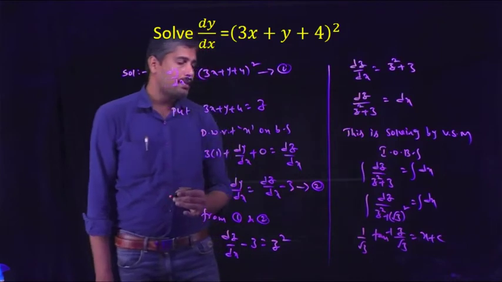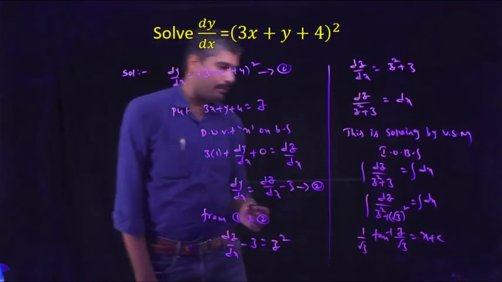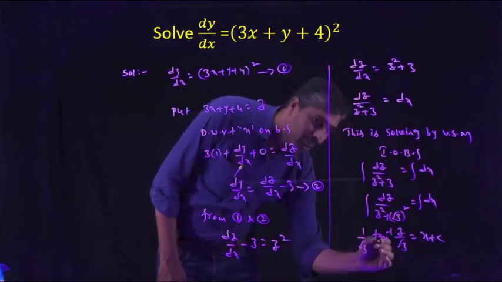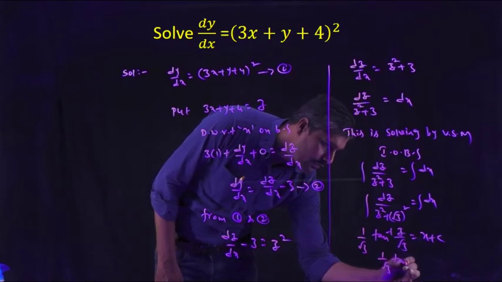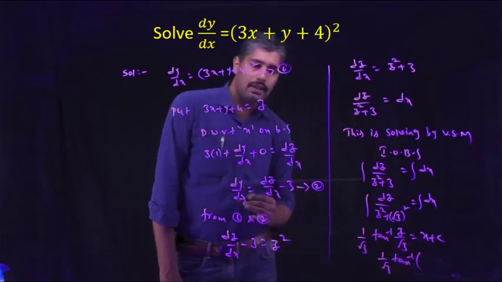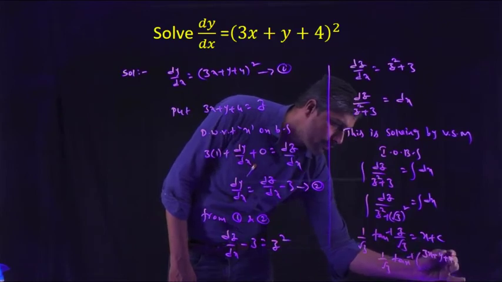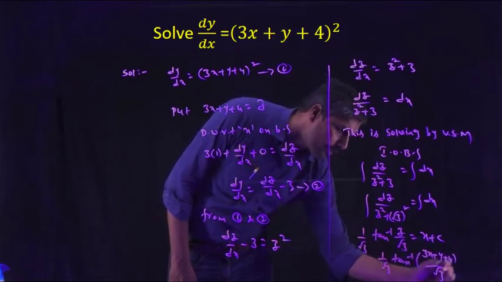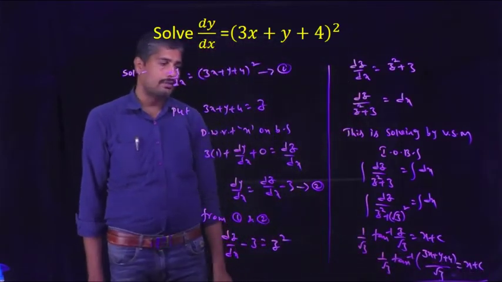In the place of z, we substitute z equal to 3x plus y plus 4. Then we get 1 by root 3 into tan inverse of (3x plus y plus 4) by root 3 equal to x plus c. That is the required solution.